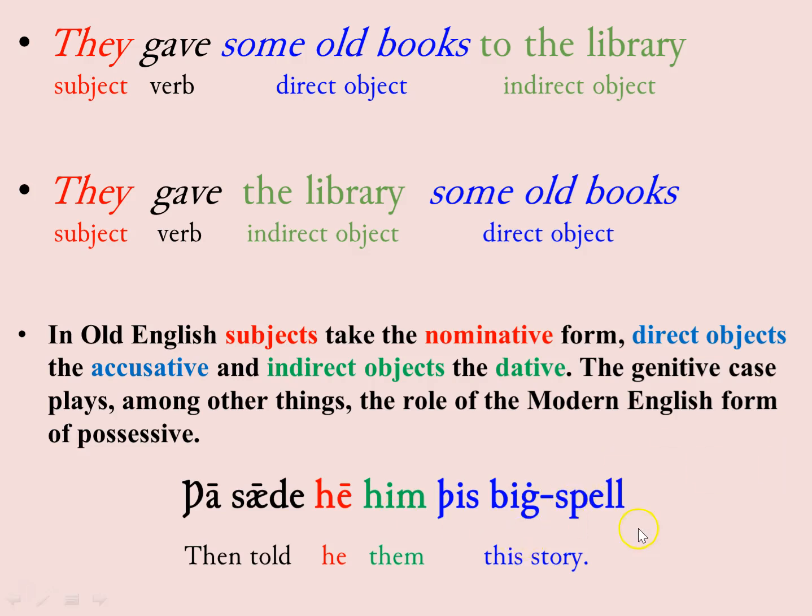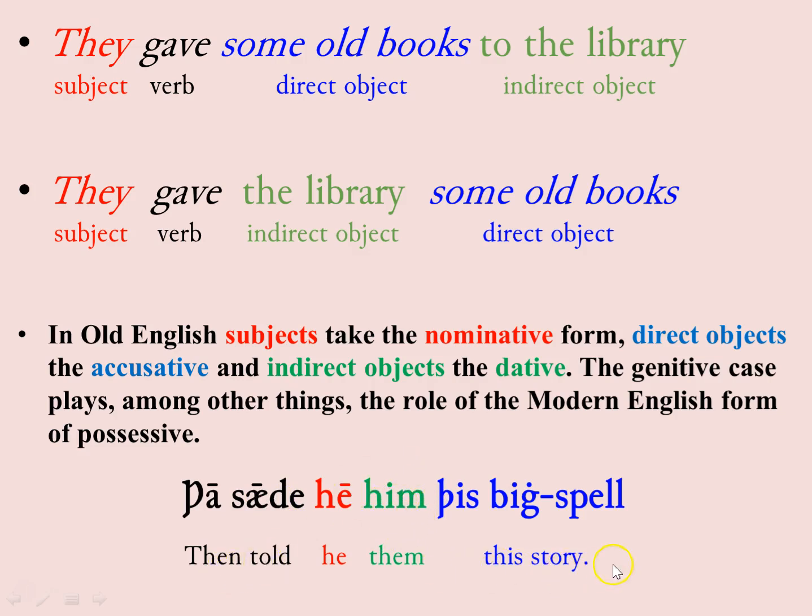Now, this be sapel is in the accusative. So what you've got here is the verb, the subject, the direct object of the verb, the object connected with the action of the verb, which is told, and then the recipient of all this is him, and that recipient is in the dative.